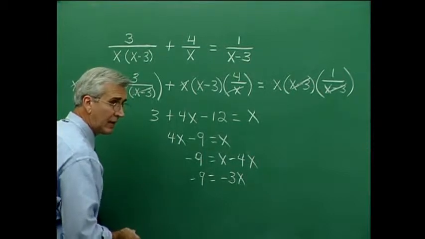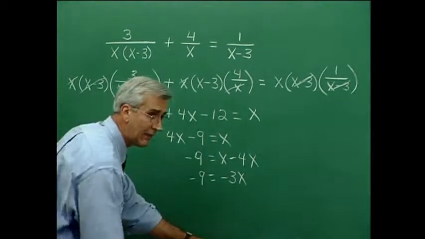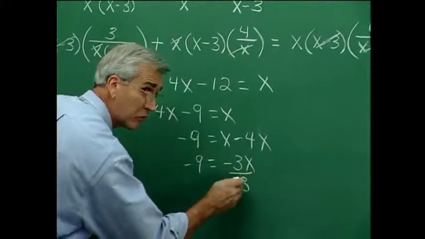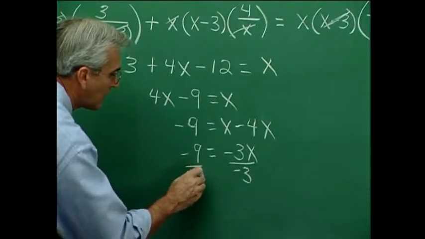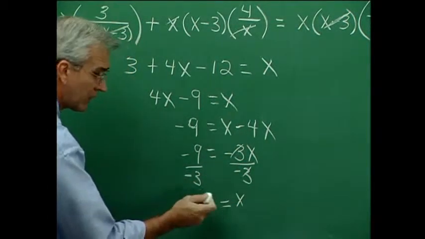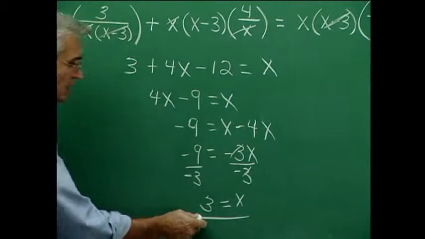I'm going to do something here that I asked you not to do because I'm running out of board space here. In the next step, I would write this and then divide by negative 3. And over here, divide by negative 3. Those go out, and I find that x is equal to 3. All right, so x equals 3 is my solution.